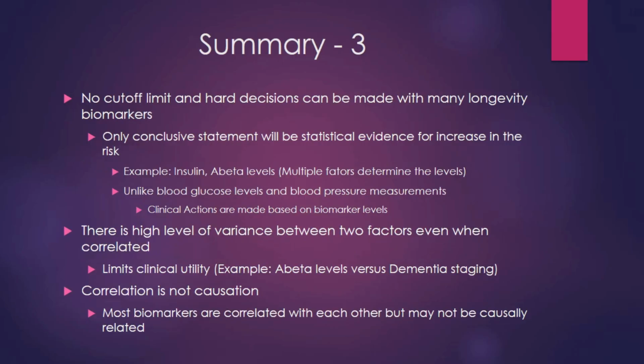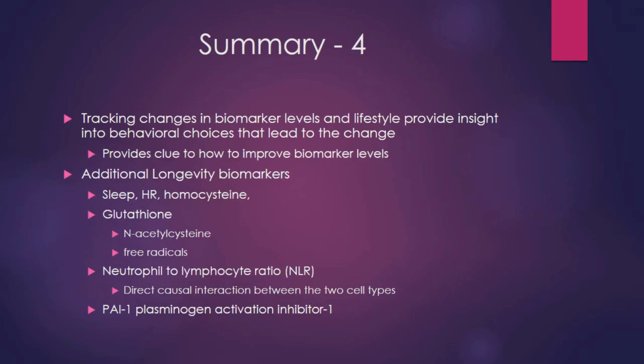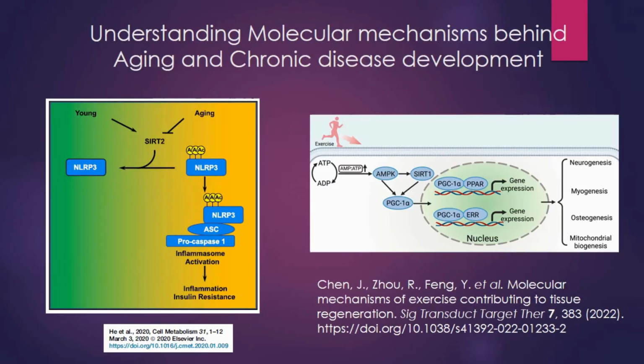Summary 3. This explains that there are often no hard cutoff limits for many longevity biomarkers and cautions that while biomarkers are correlated, they may not be causally related. Summary 4. This notes that tracking lifestyle choices alongside biomarker changes provides clues on how to improve health and lists additional biomarkers of interest like glutathione, sleep, heart rate, neutrophil to lymphocyte ratio, etc.